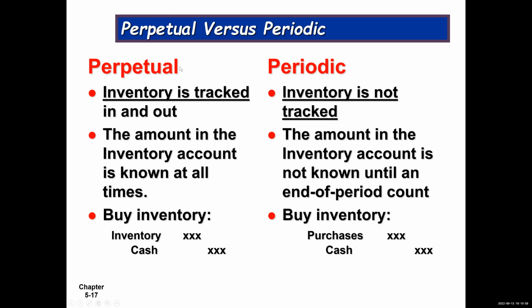So in the perpetual system, inventory is tracked in and out. But in the periodic, in the old days, we couldn't do it. So we didn't track inventory. Matter of fact, when we bought inventory, we wouldn't even debit the inventory account. We'd do this account called purchases. And I'm not even going to go there because we're not going to really cover it. So we're going to cover this one where everything flows through the inventory account, the inventory coming in and the inventory going out.